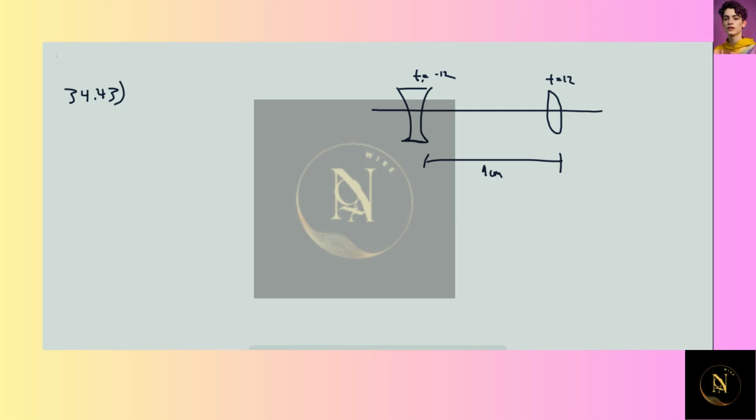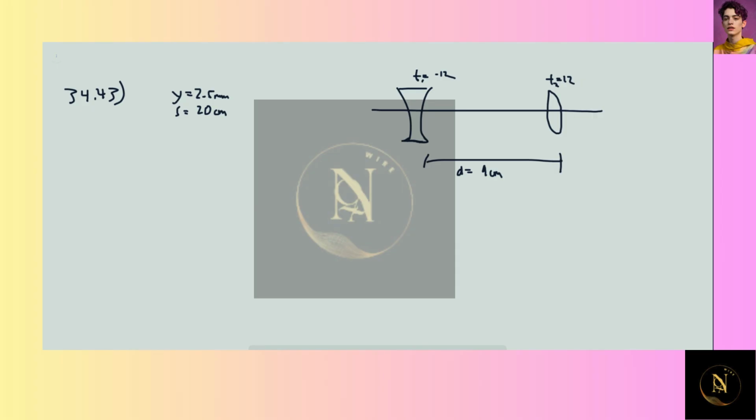You can see that f1 is negative 12 because diverging lenses have negative focal lengths, and f2 over here is positive 12 for the converging lens. It also states that they're 9 centimeters apart, so I set d equals 9 centimeters. We have an object 2.5 millimeters tall, so y equals 2.5 millimeters, and it's placed 20 centimeters to the left of the first lens.